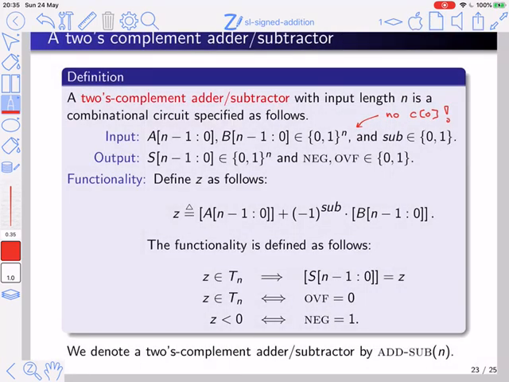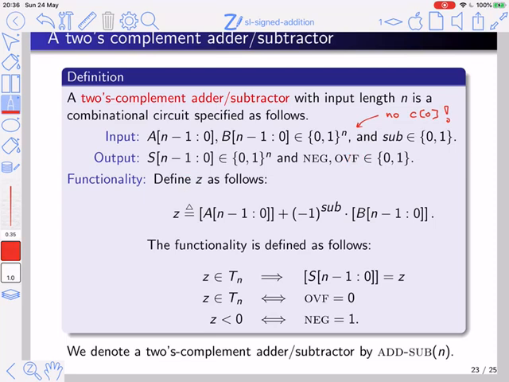Now we want to design a 2's complement adder subtractor. This is a circuit that can either perform addition or subtraction. The input consists of 2 binary strings A and B, n bits each, and another input called subtract, which is either 0 or 1. Notice, we do not have anymore the input C0. It's gone. The output is a binary string S of n bits and two flags, negative and overflow.